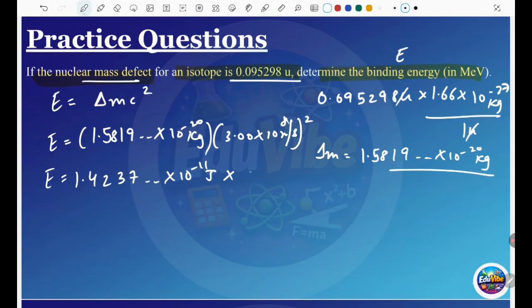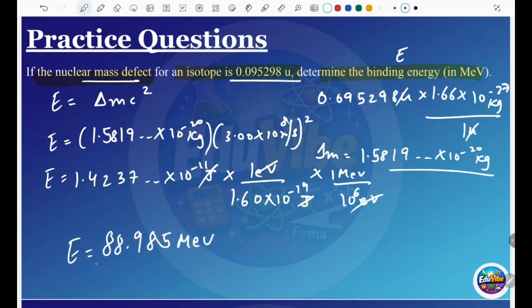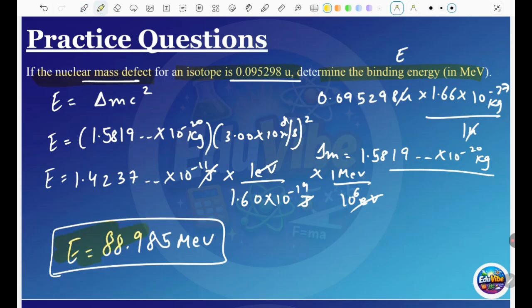But you want this in MeV. So first we convert this into eV by dividing by 1.6 times 10 raised to minus 19 coulombs. Then divide this by 10 raised to power 6 eV, which is 1 MeV. So eV and eV cancel out, and joules and joules cancel out. When you solve this whole thing, you get the answer in MeV, which is 88.985 MeV. So this is the binding energy of an isotope. That's how you can deal with this question. Make sure you convert this first when you use the Einstein equation.